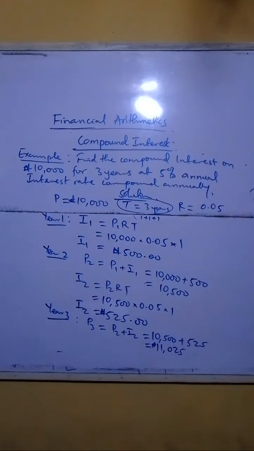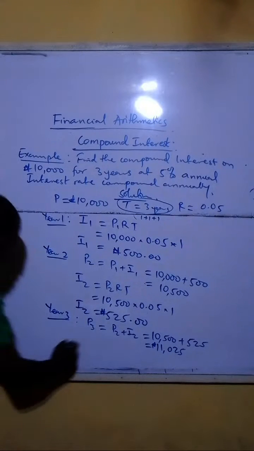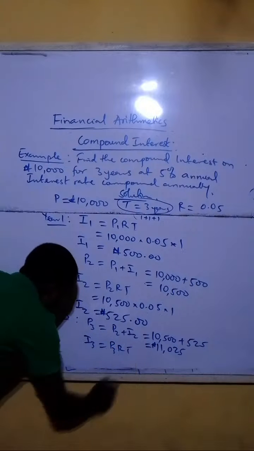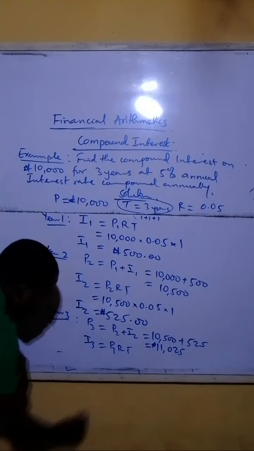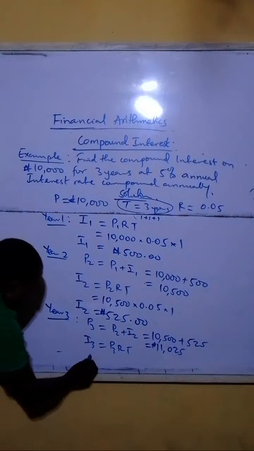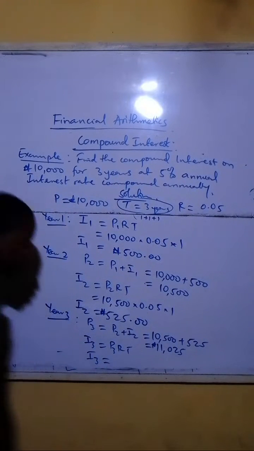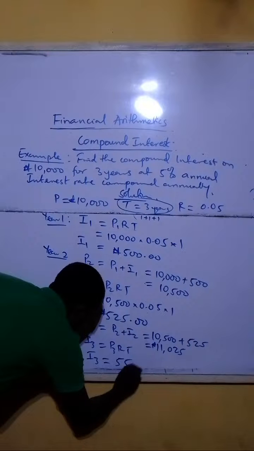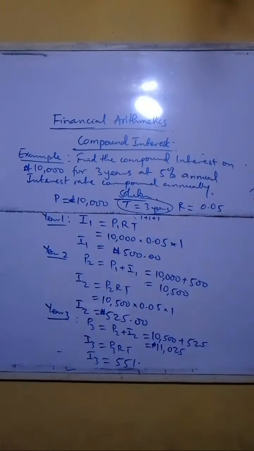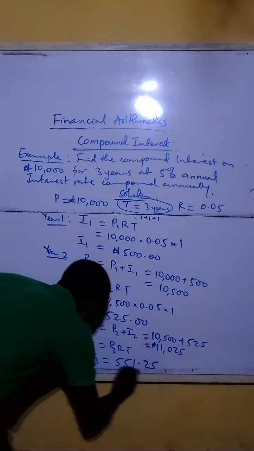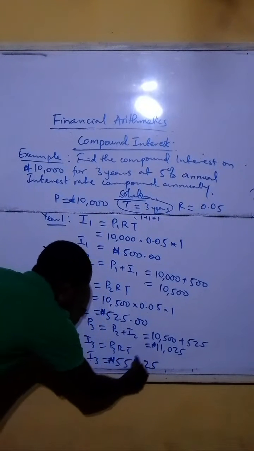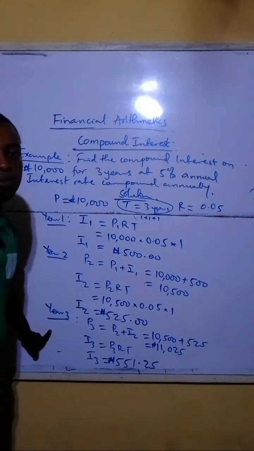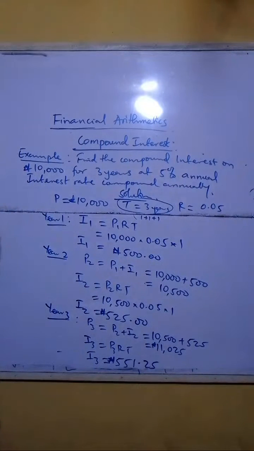So I3 will be equal to P3 times R times T. T is still 1, and R is still 0.05. When we multiply, I3 gives us 551 naira, 25 kobo. So this is I3, P3 times R times T, where T is still 1. And we are already in the final year.